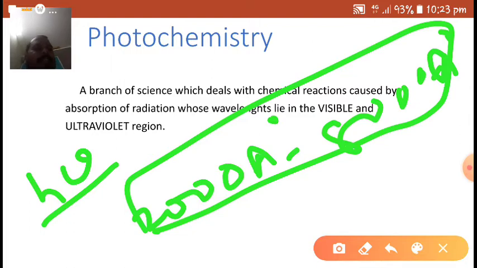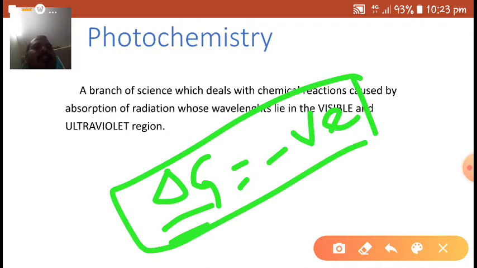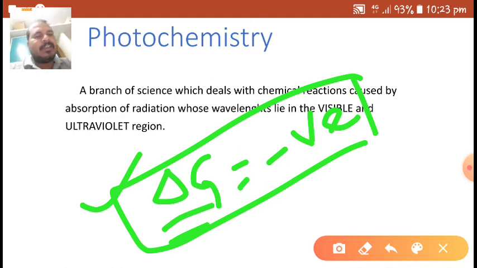For thermal reactions, free energy change, delta G, is negative for spontaneous reactions. For photochemical reactions, there may be delta G positive; even for those photochemical reactions which have their free energy change in positive values, the reactions can occur. The reaction can take place.